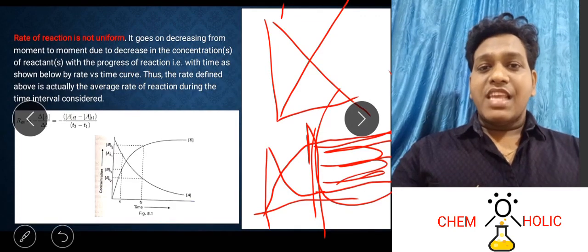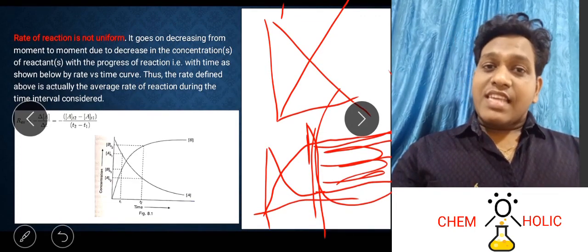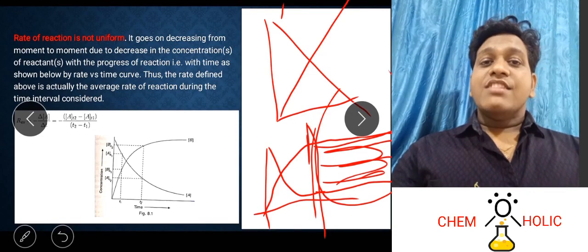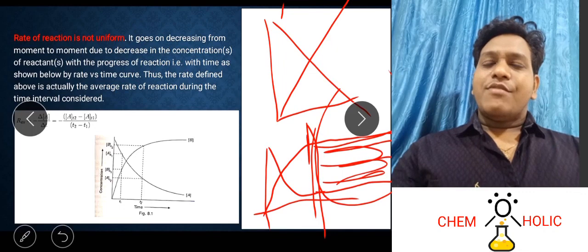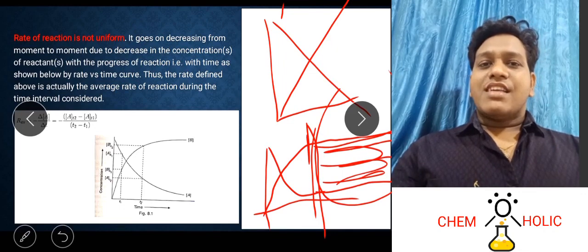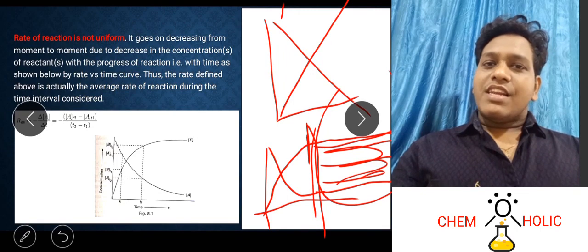Once it becomes equal, rate of heating and rate of cooling become equal. What can we say? We can say the reaction has reached equilibrium. That is a different topic that we are going to discuss in the chemical equilibrium topic. But before that, we have to understand what the rate of reaction is.